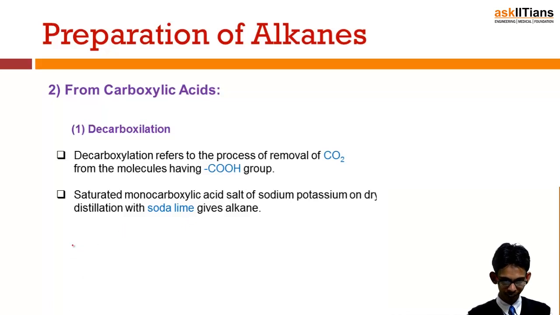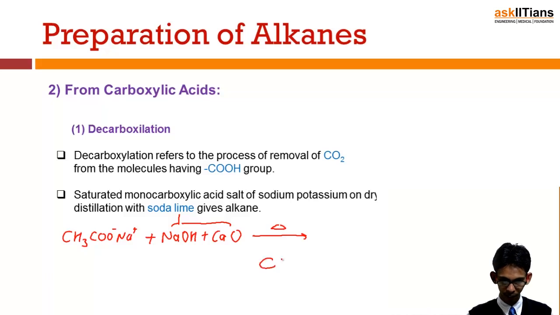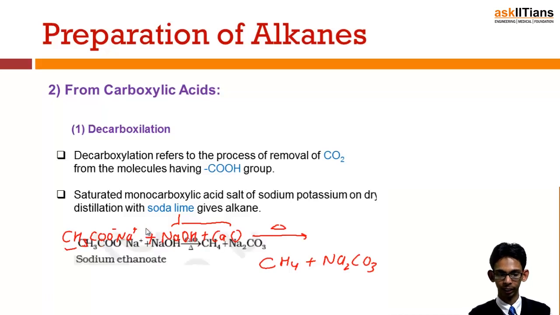Okay, so this simply represents, let's say, a sodium salt of carboxylic acid, CH3COONa. This is sodium ethanoate. When this is reacted with soda lime, now soda lime is a mixture of NaOH and calcium oxide, it is heated with soda lime. We get CH4 and Na2CO3. So this is a method known as decarboxylation.